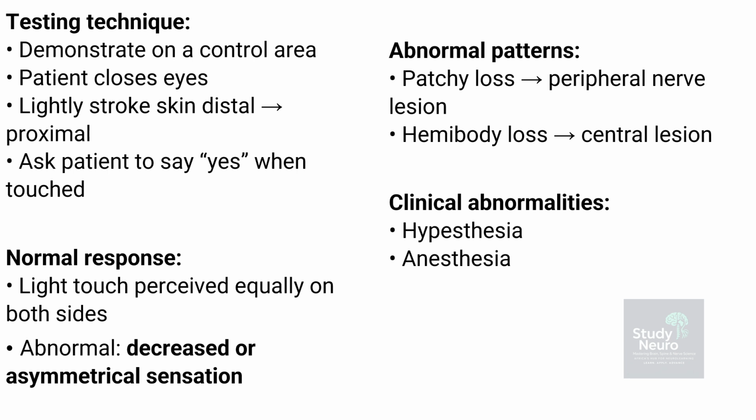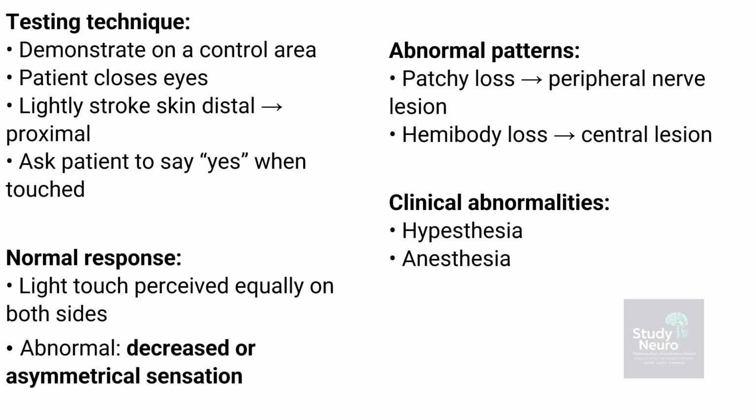Light touch is tested using cotton wool or tissue paper. Begin by demonstrating the sensation on a control area so the patient knows what to expect. Then ask the patient to close their eyes. Gently stroke the skin, working distal to proximal, and instruct the patient to say yes each time they feel the touch. Always compare corresponding areas on the right and left sides, paying attention to asymmetry or missed stimuli.